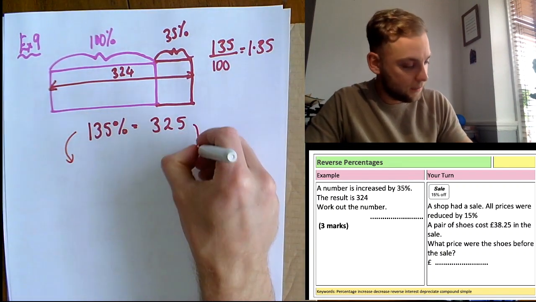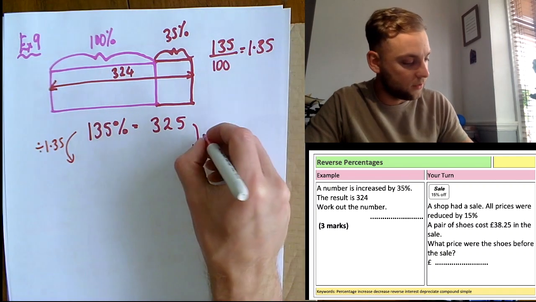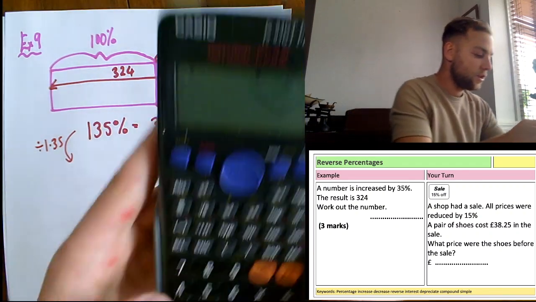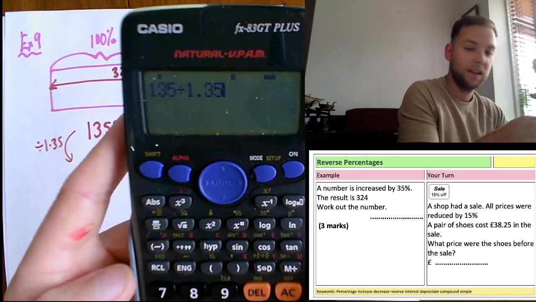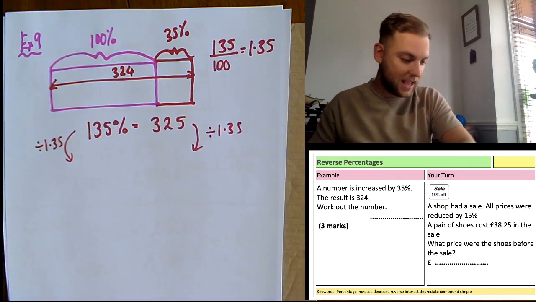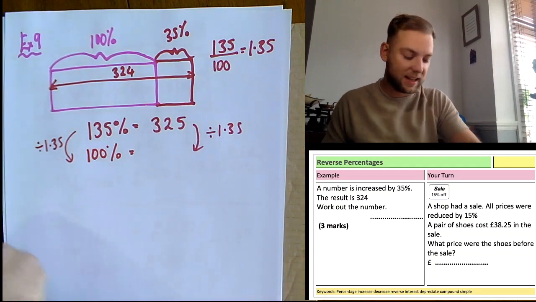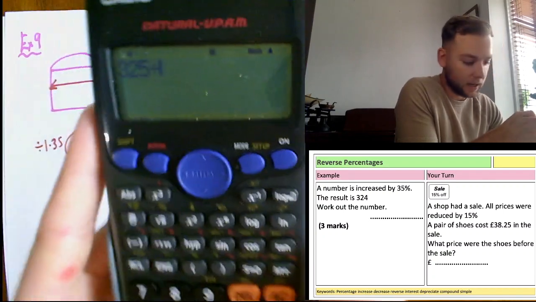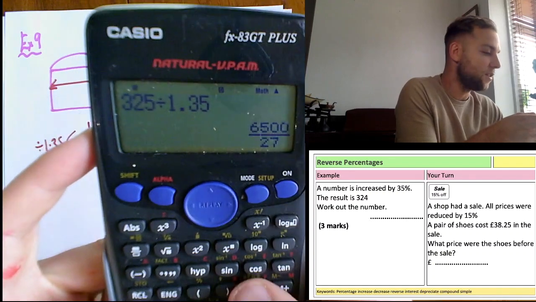So divide by your multiplier, which in this case is equal to 1.35, divide by 1.35. So you can even do it in your calculator if you want. So 135 divided by 1.35, that's going to give me 100%, and that's the point. So this here is 100%, which is what I want, and I've got to divide this side by 1.35 as well. So 324 divided by 1.35, let's get that in. In this case, no, it's pretty nasty.